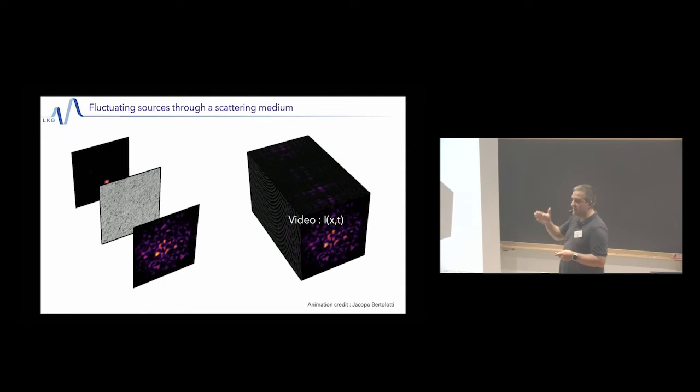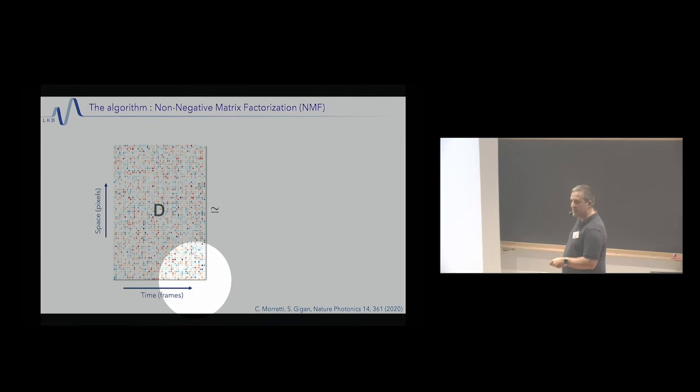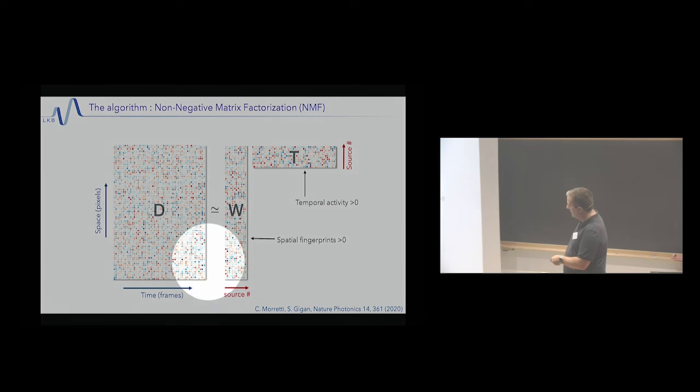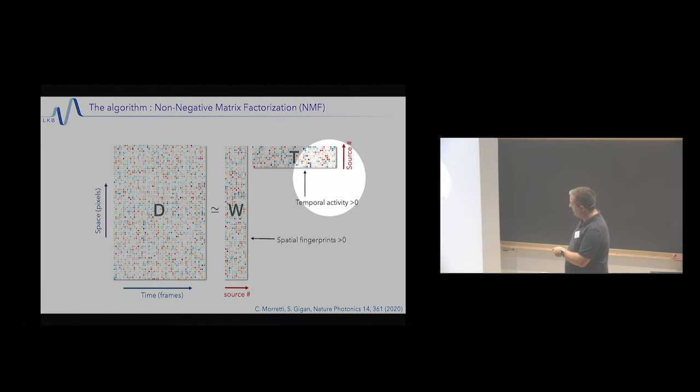So you have a movie that is basically a data set of position and time: intensity as a function of position and time. And the key insight is that you can actually factorize this information, this space and time data set, into a product of two matrices, which are both very thin and positive. One is really the fingerprint, the speckle pattern from each source, and one will be the temporal activity. There is this very powerful non-negative matrix factorization that allows you to get this decomposition very well, with quite a resilience to noise.